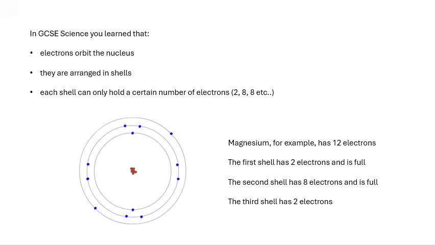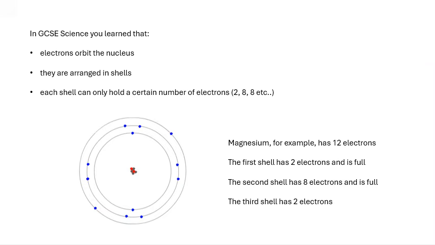For example, magnesium has got 12 electrons, and the first shell has got 2 electrons and it's full. And then the second shell has got 8 electrons and that's full. And then the third shell has got 2 electrons and that all adds up to 12. Okay, so that's GCSE. So we're going to take it a bit further now.